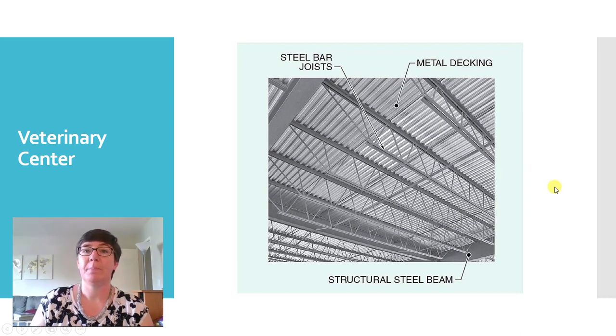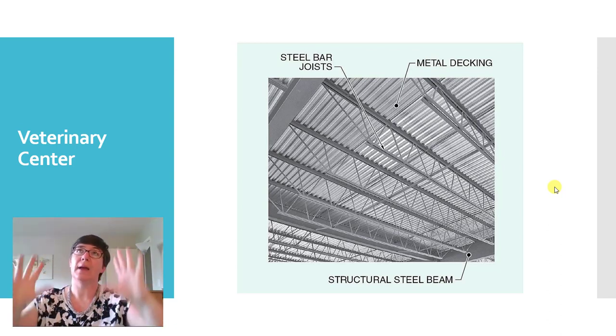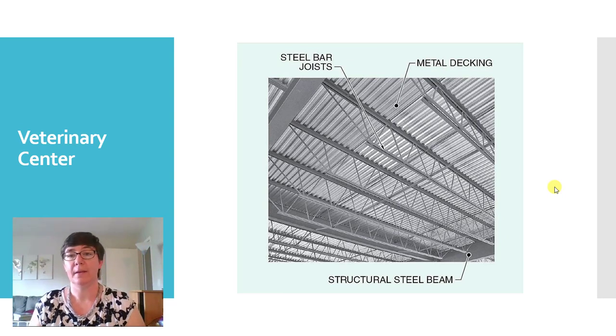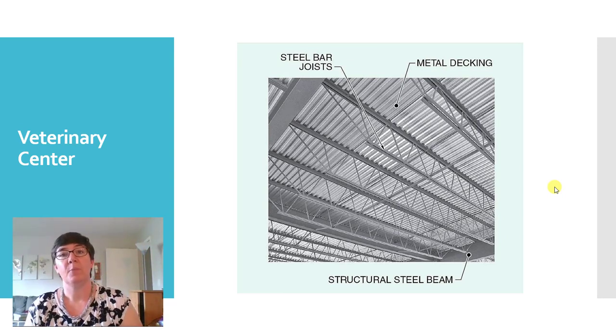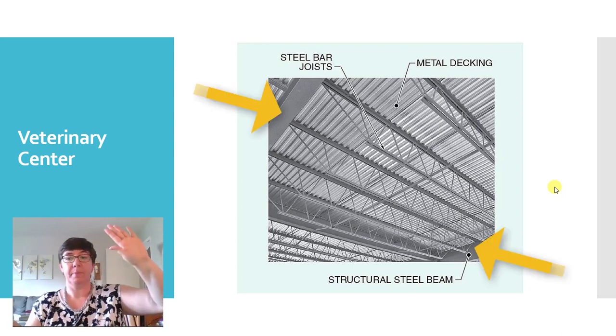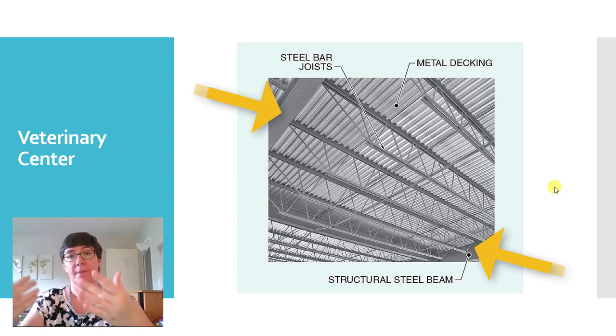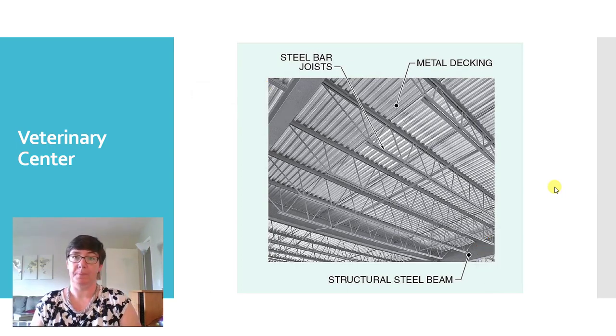Finally, let's end with a picture of what those open web steel joists are going to look like. Here's a view. We're standing up and looking up at the ceiling, and we see the open web steel joists. We see the metal decking that's bearing onto those joists. And we see at kind of the upper left and lower right corners, we see the steel beams that those joists are resting on.